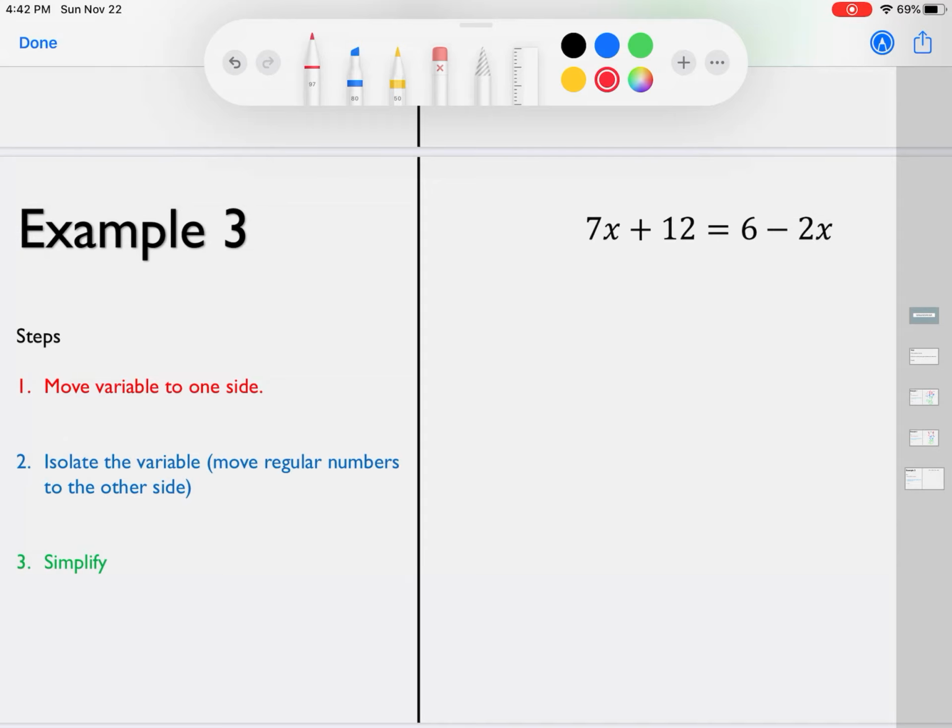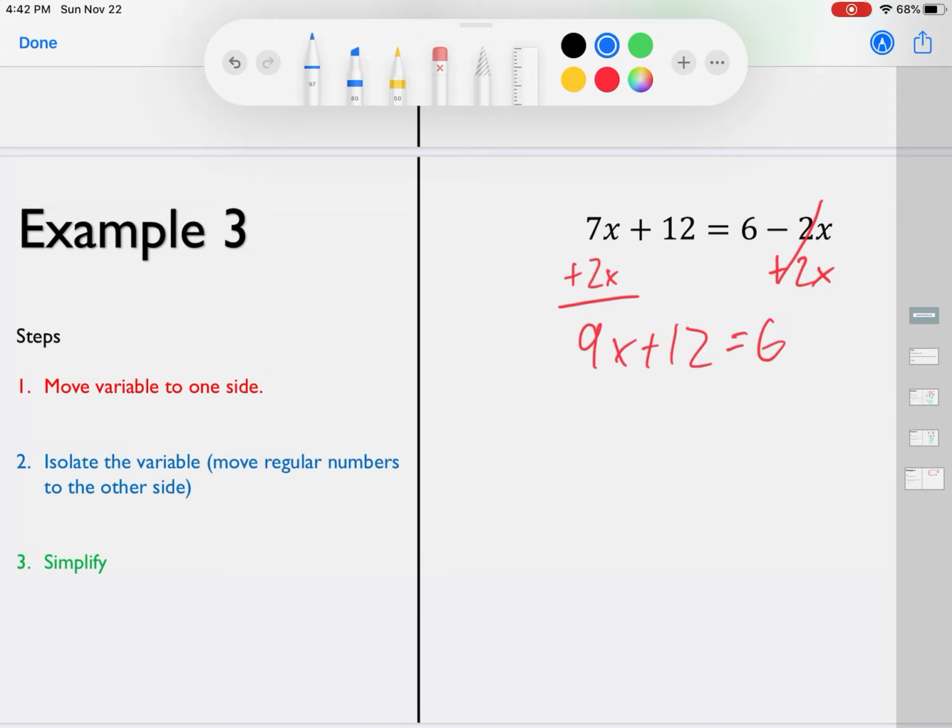Now our third and final example, we're going to follow the same steps once again. So I want to get my variable isolated on one side. Once again, so we have 7x plus 12 equals 6 minus 2x. So right away I see minus 2x. I want to get that on the left-hand side. So in order to get rid of the minus 2x, I'm going to add 2x to both sides. Adding it to both sides to keep the equation balanced. So we're left with 9x plus 12 equals 6.